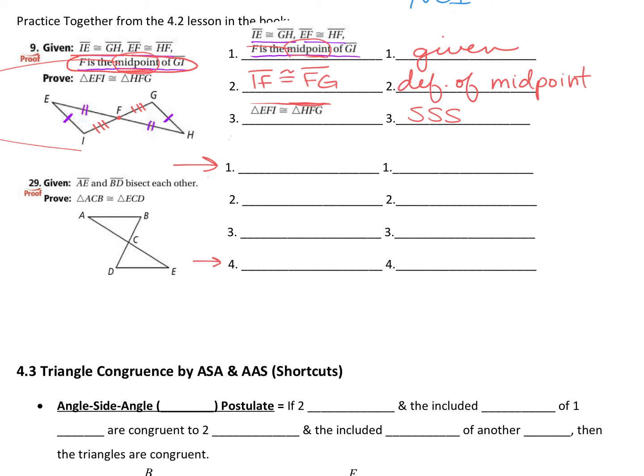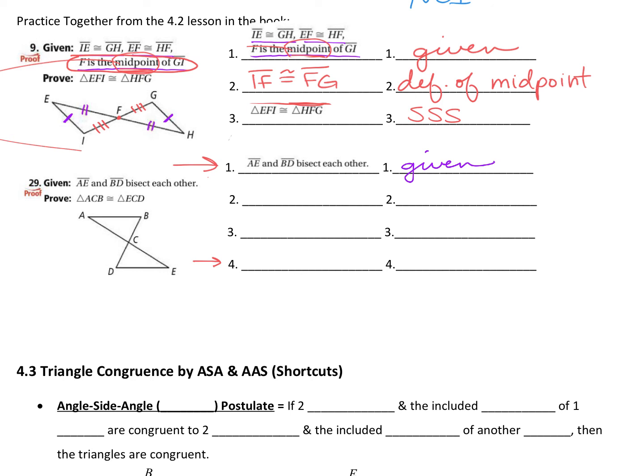What's going to go in blank one? The given. So we're going to take all this. AE and BD bisect each other. Okay, the reason for that is it is given. Now your job is to think about what does that mean? What does it mean that AE and BD bisect each other? Cut in the middle. It's going to be definition of a bisector. It's cut in the middle.